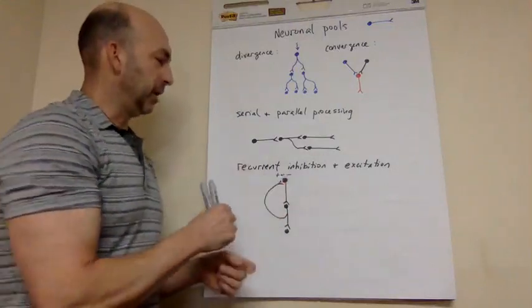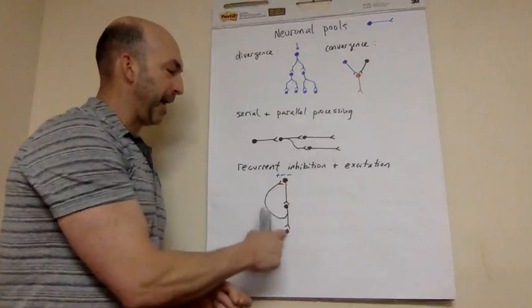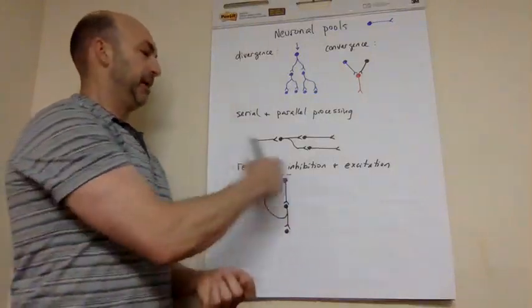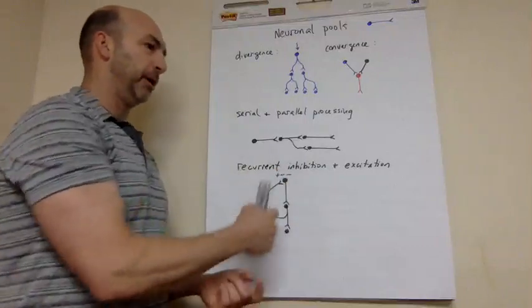Excitation, recurrent excitation, would be when this feeds back and keeps this pathway active. That's sometimes called neural reverberation because it keeps this pathway active for prolonged periods.